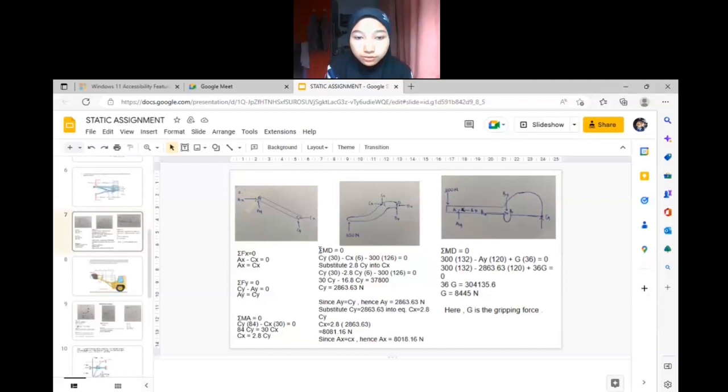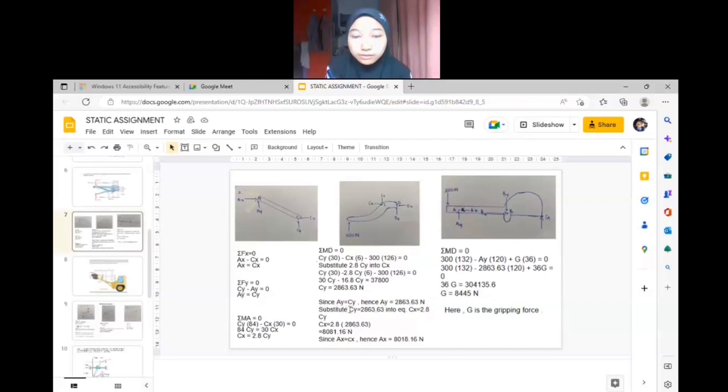First step, we need to find the moment at point D. The moment equals 0, and then substitute all the forces like this, and then substitute cx equals 2.8 cy that we have found before, and then substitute all the information on the values, and then we get cy. Since we know that ay equals cy, hence the value of ay was equal to cy.